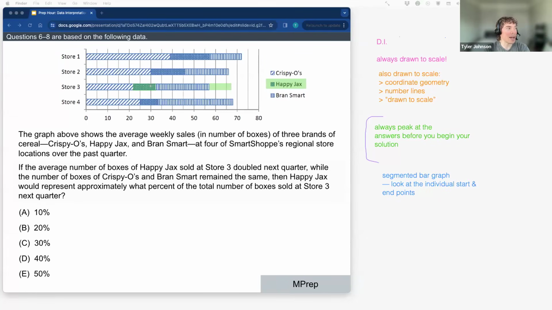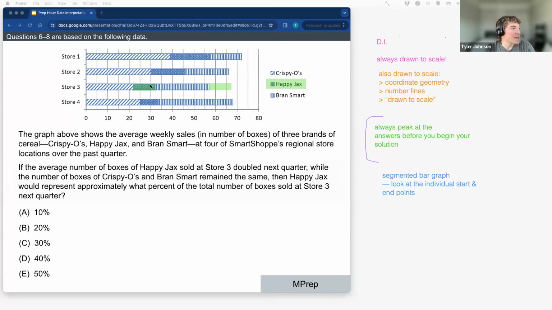So not only did the Happy Jacks amount double, but the total amount of cereals moved by store 3, that got a bit bigger as well. And granted, I have the luxury of drawing and annotating on my screen. You're not going to be able to do that during the test. But what you can do is take your pen and hold it up to the screen and then mark off with your thumb, whatever amount that Happy Jacks is, and then move it and let that be a visual reference for you, just using your pen as a ruler almost.